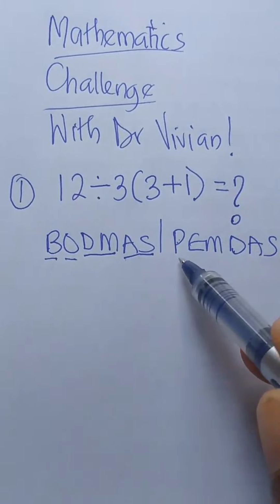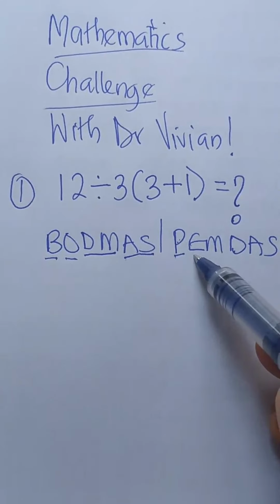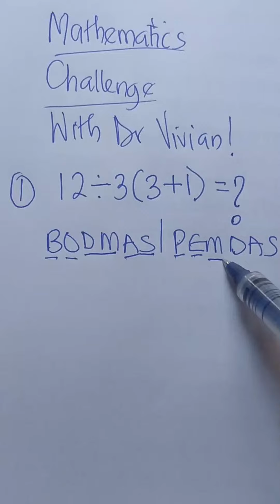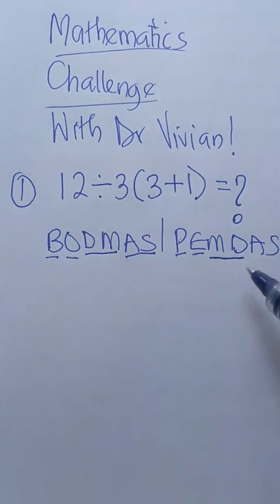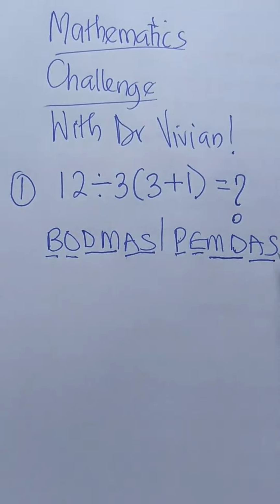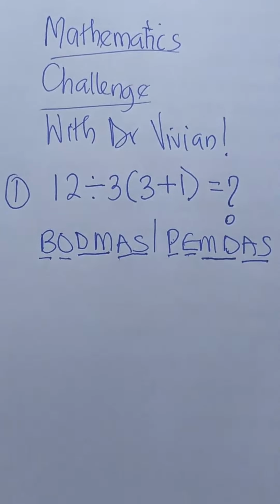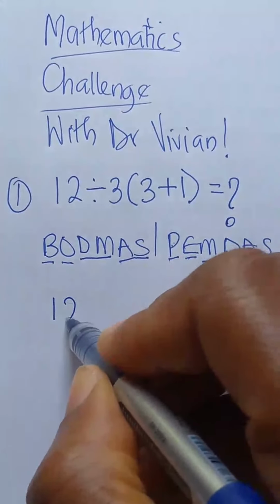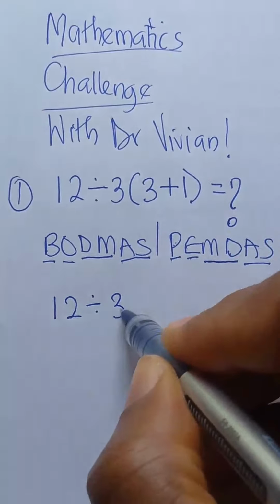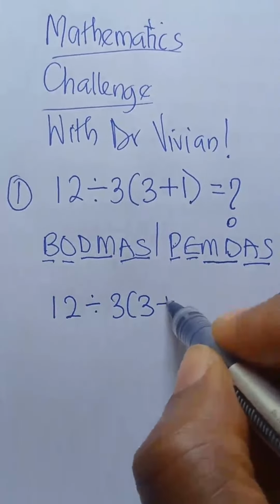The same thing here. This is parentheses, you solve first, exponent, you solve second. Multiplication and division on the same level, you apply the one that comes first from left to right. The way addition and subtraction are on the same level, you apply the one that comes first from left to right. Okay, so we want to solve 12 divided by 3 bracket 3 plus 1.